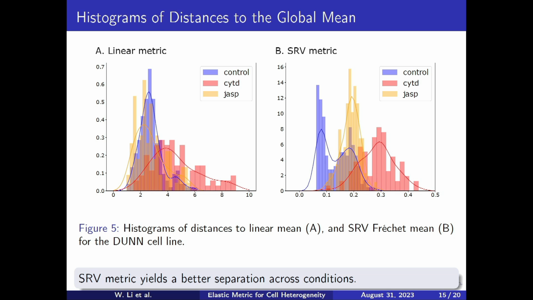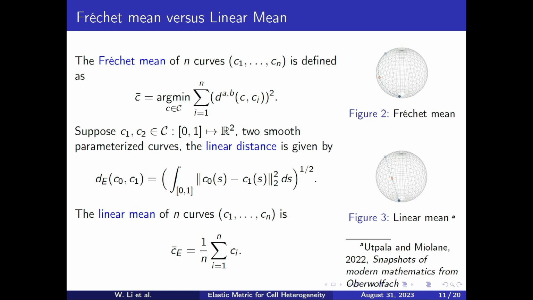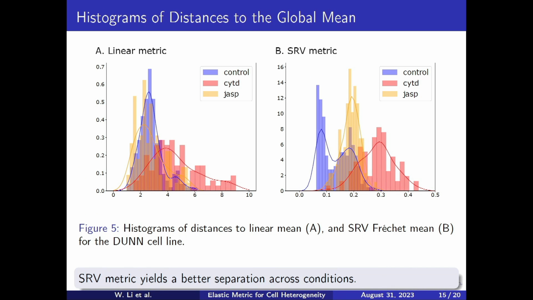So first we compute the fréchet mean of all the curves, and that becomes the global mean, and then we compare every individual cell to that global mean using the elastic metric, and it's because the ones in the treatment groups are affected by the two drugs, and we know that the cytochalasin D has a more dramatic effect on the cellular morphology. So ideally, it will have a larger distance from the mean.